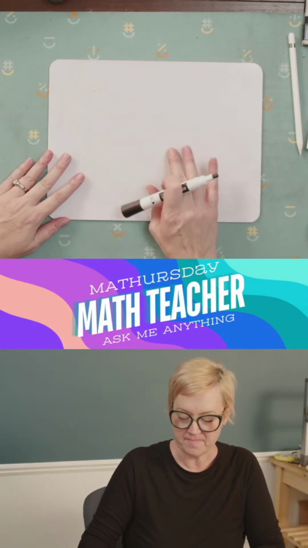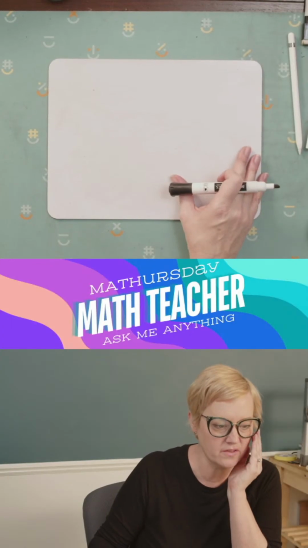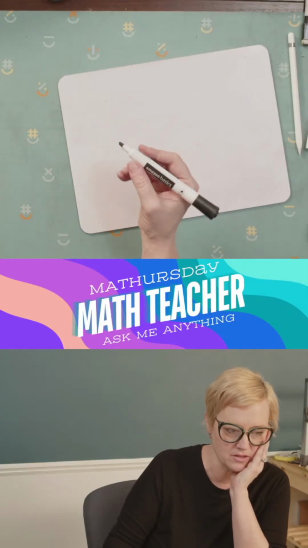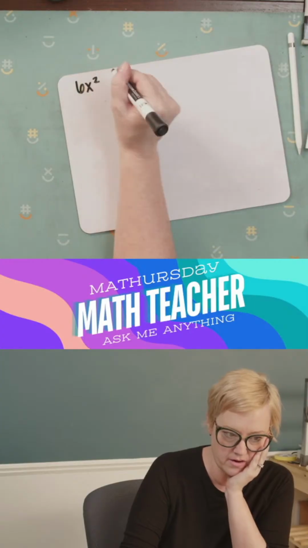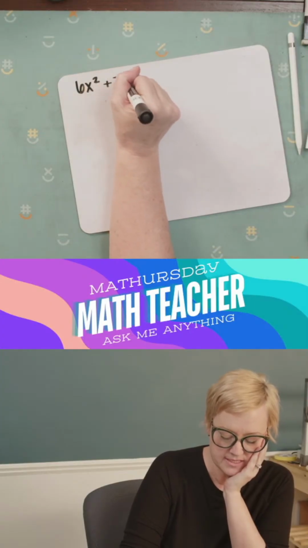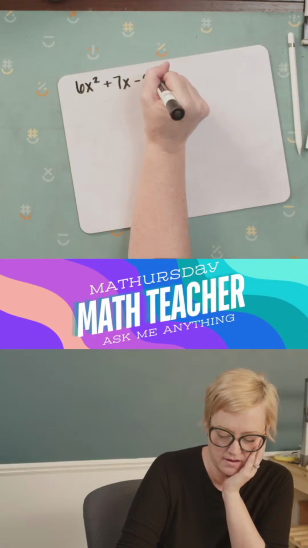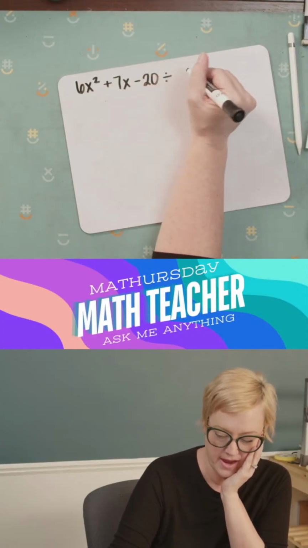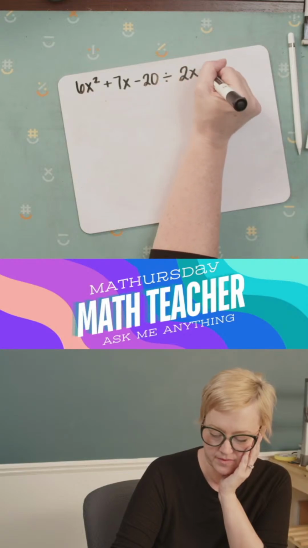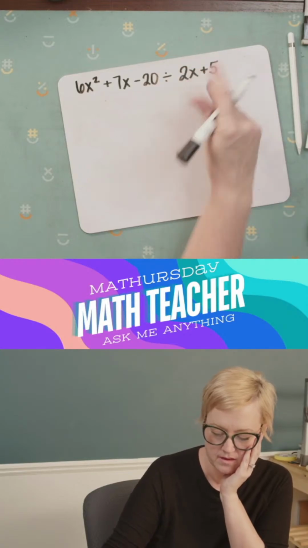So it can be really fun. Okay, polynomial long division. I just pulled up a question up here. So let's do 6x squared plus 7x minus 20, and we're going to divide it by 2x plus 5.